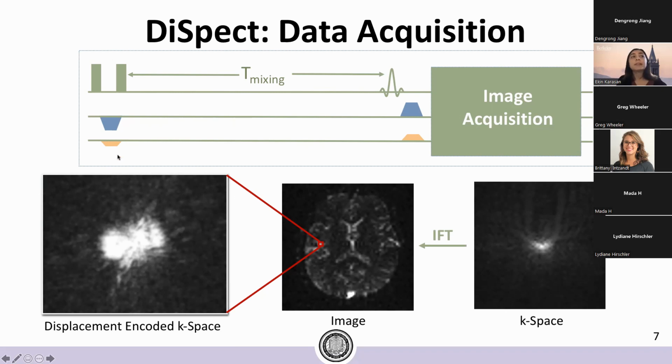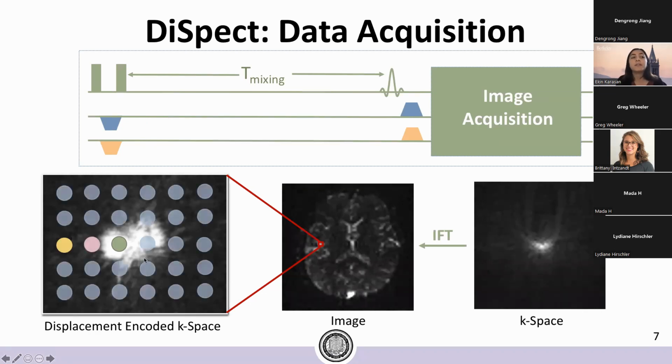Each time we vary these displacement encoding gradients and make a new acquisition, this corresponds to a new point in our displacement encoded k-space. Then we can vary these gradients and make new acquisitions to fill up this entire space as shown here. The FOV of our displacement spectrum and the resolution of our displacement will be determined by the regular Nyquist criterion. The resolution will depend on the maximum extent of the displacement encoded k-space sampled, and the FOV on the distance between the samples.